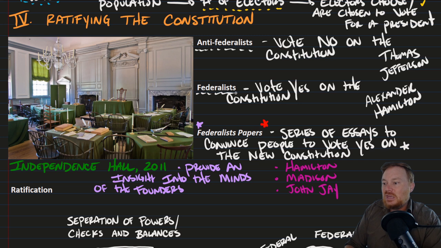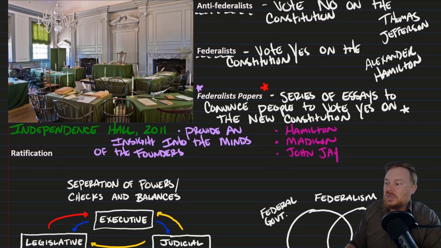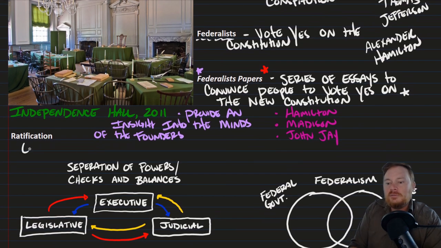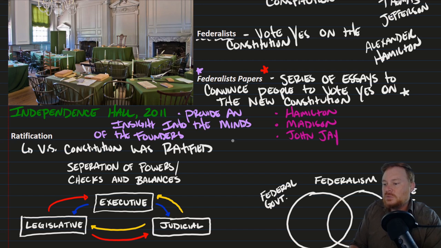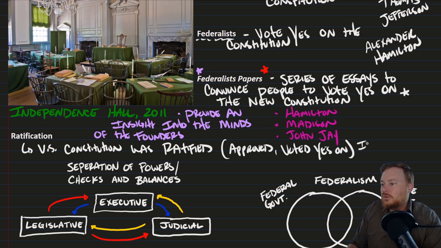And at the end of the day, it was the Federalist side that won. Ratification: the U.S. Constitution was ratified. What ratified means is that it was approved, voted yes on. In, what was it, 1788, I think was the year. So the Federalist side had won.